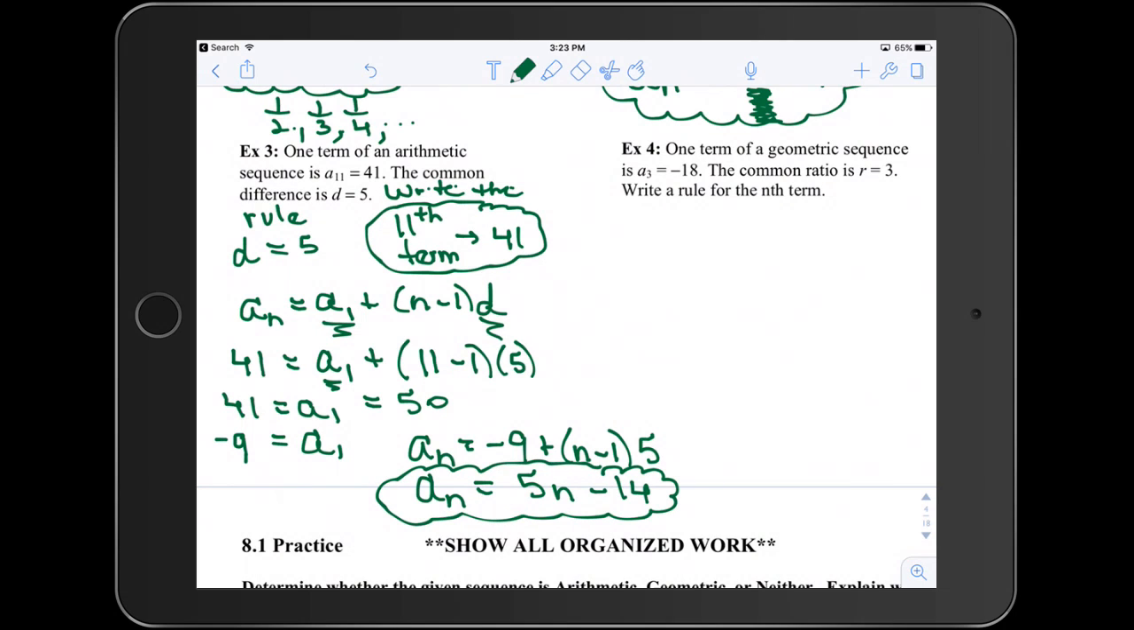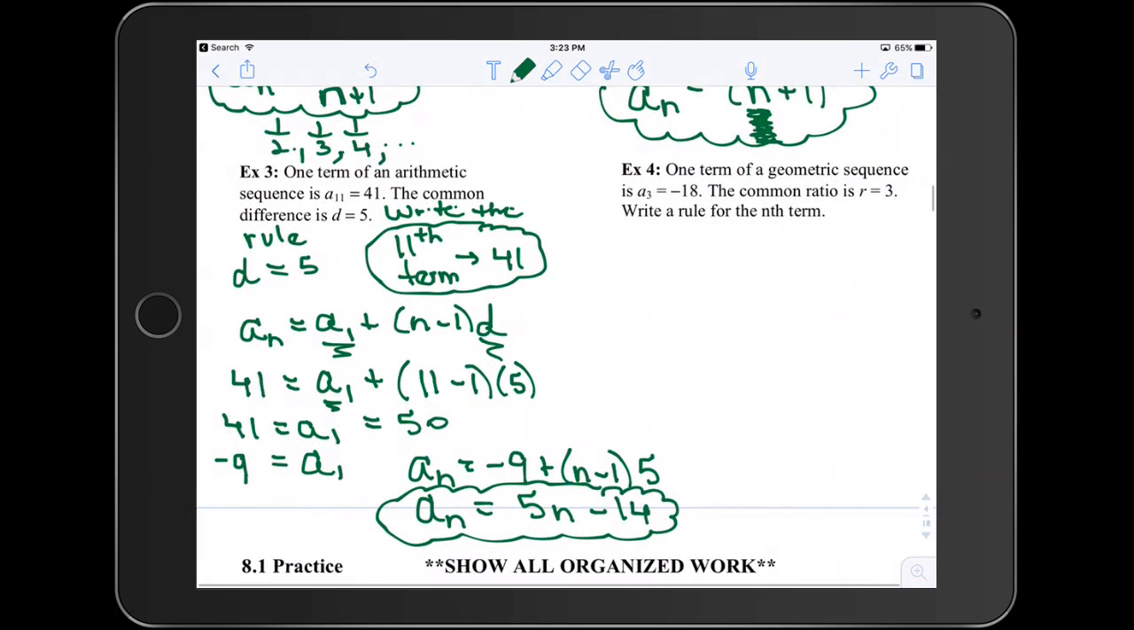So this one is a little bit more algebraic. You have to first find your a sub 1 algebraically by inputting the 11th term and the value at that term, which is 41. Solve for a sub 1, and then you're right back to where you were in the previous examples, where you can just put in what you know, which is your intercept and your slope, essentially.